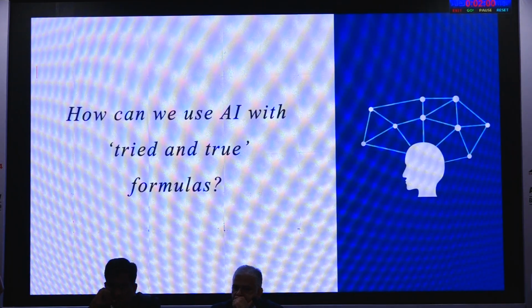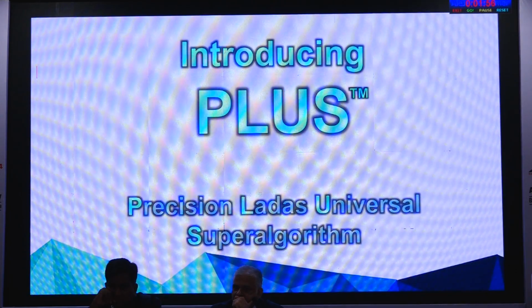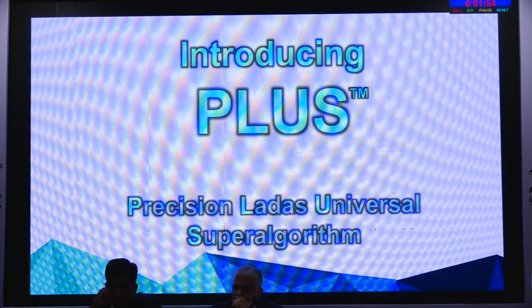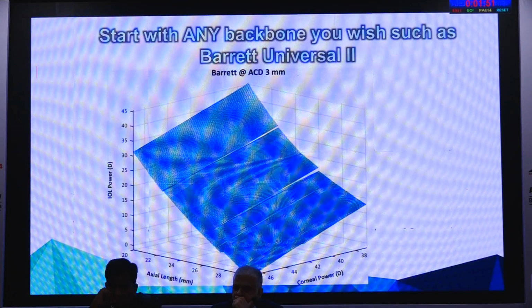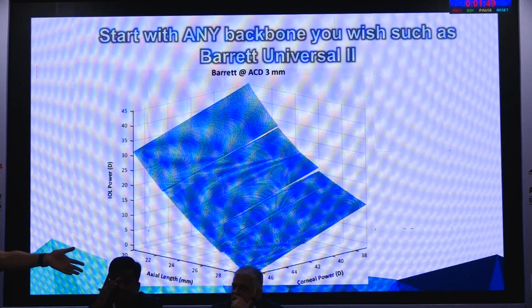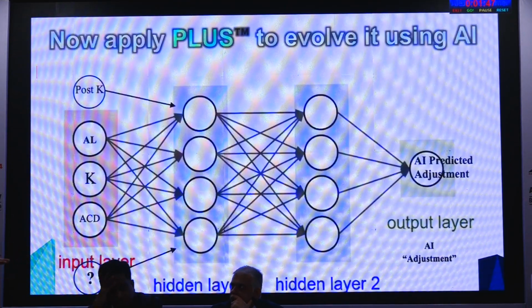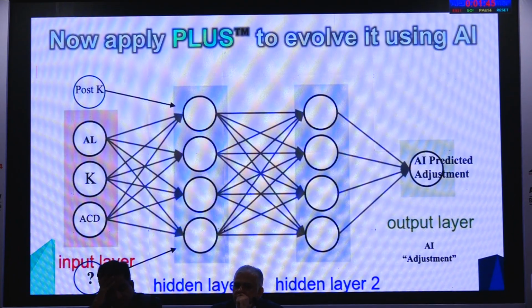But I want to stick with Barrett, something else. So how can we use AI? Here's Plus. Plus is our Precision Lattice Universal Super algorithm. And so you can start with any backbone. You can start with Barrett. You can start with Holladay. You can start with Haigis. Start with anything. And then we'll apply our AI to it to give you the final outcome answer here.